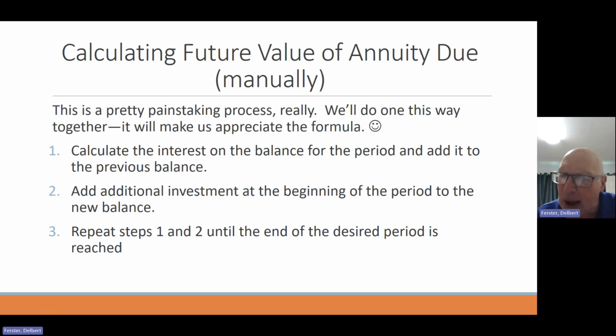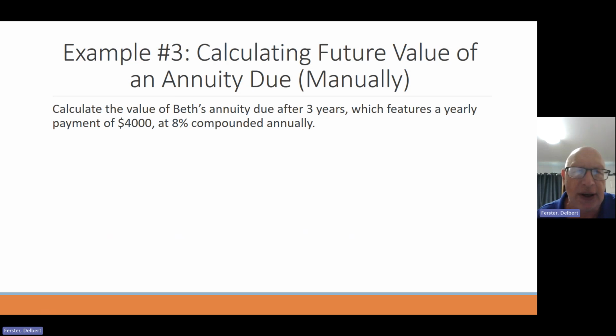So we're going to see the same processes that we saw before. Pay attention to the balances changing as we transfer from one year to the next. So here's our example. We're going to talk about Beth. Beth's got an annuity due. It's important to read these problems and make sure which kind of annuity we're working with. Again, a 3-year window, 8% compounded once a year. $4,000 is the amount she's going to contribute each year. The difference now is she's putting that $4,000 in right away at the beginning of the year.